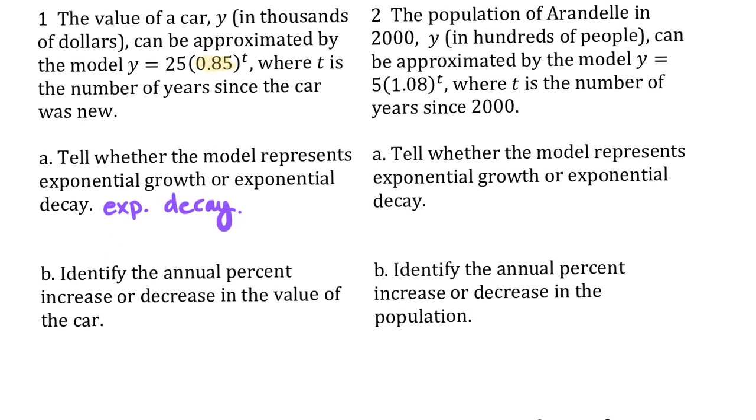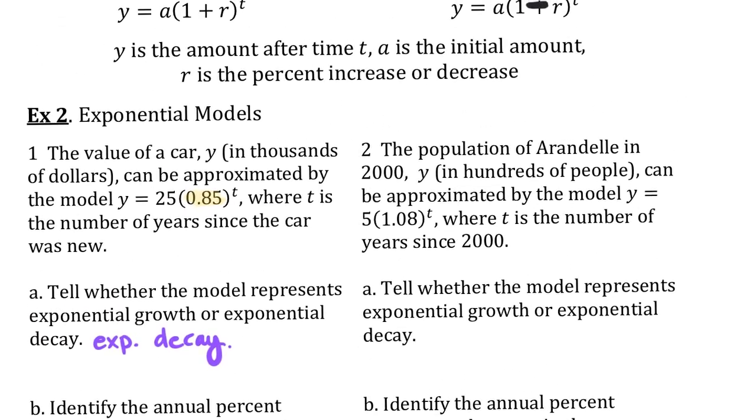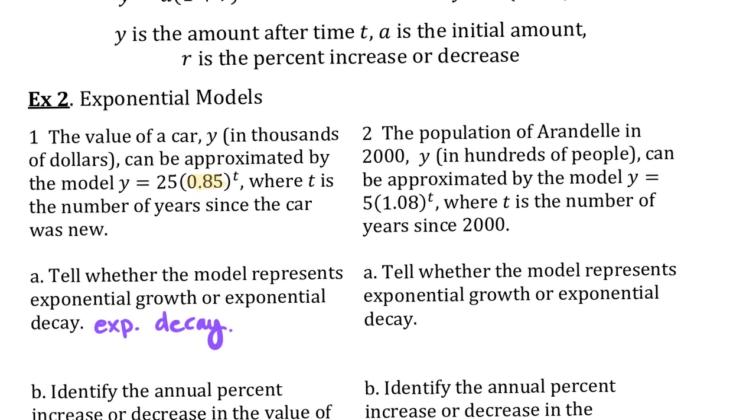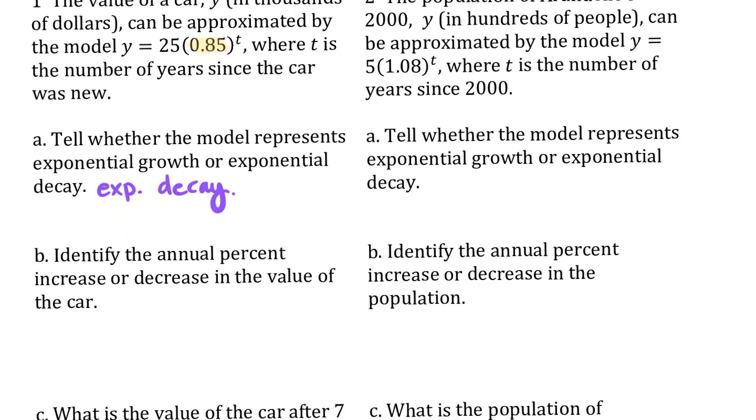Okay, it says identify the annual percent increase or decrease in the value of the car. Where do we talk about the percent increase? The percent increase is R. Since I'm doing decay, it's the amount that was subtracted from 1. So I have 0.85 here, and it's decaying. If there were a 1 here, I want to see how much lower than 1 it went. So I'm going to do 1 minus 0.85.